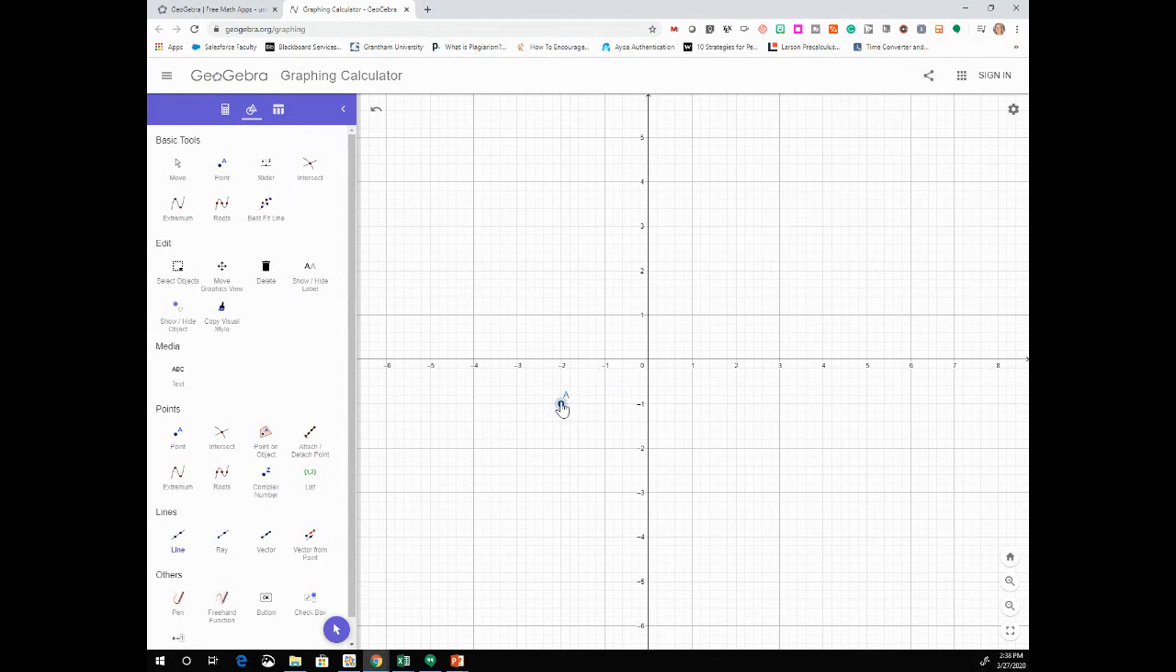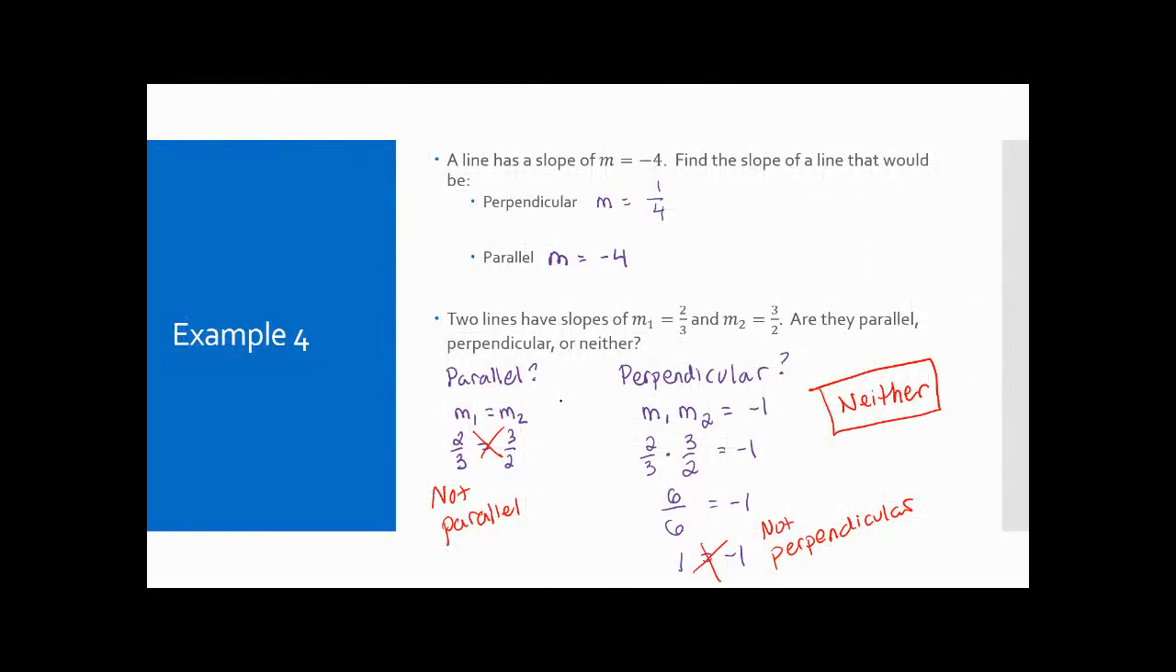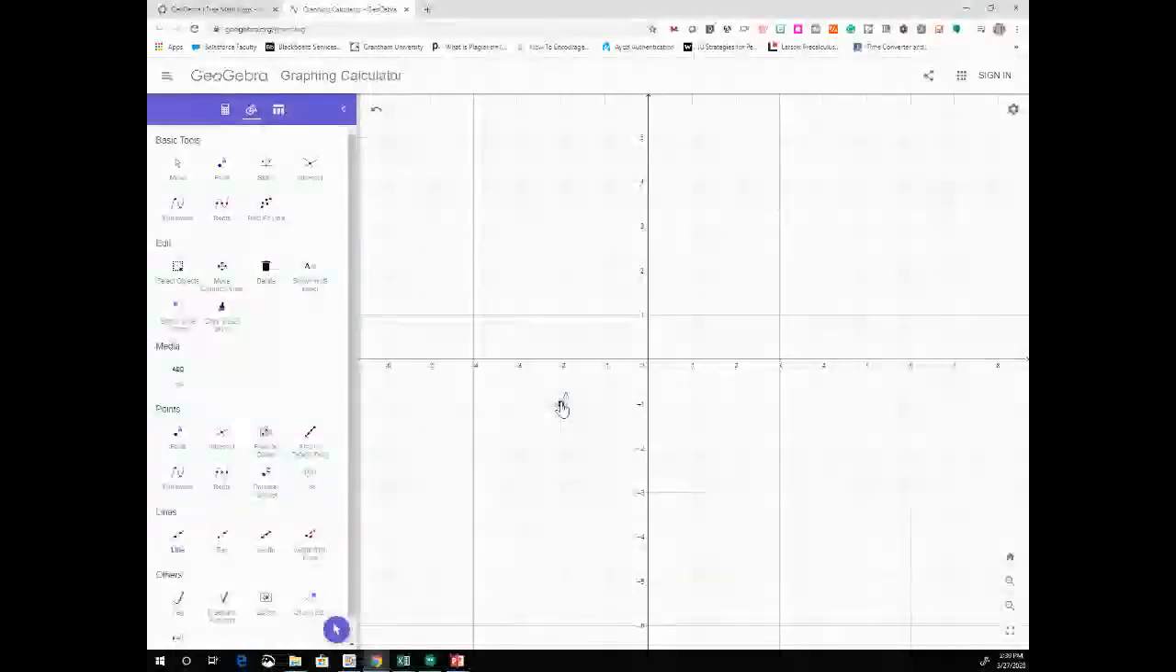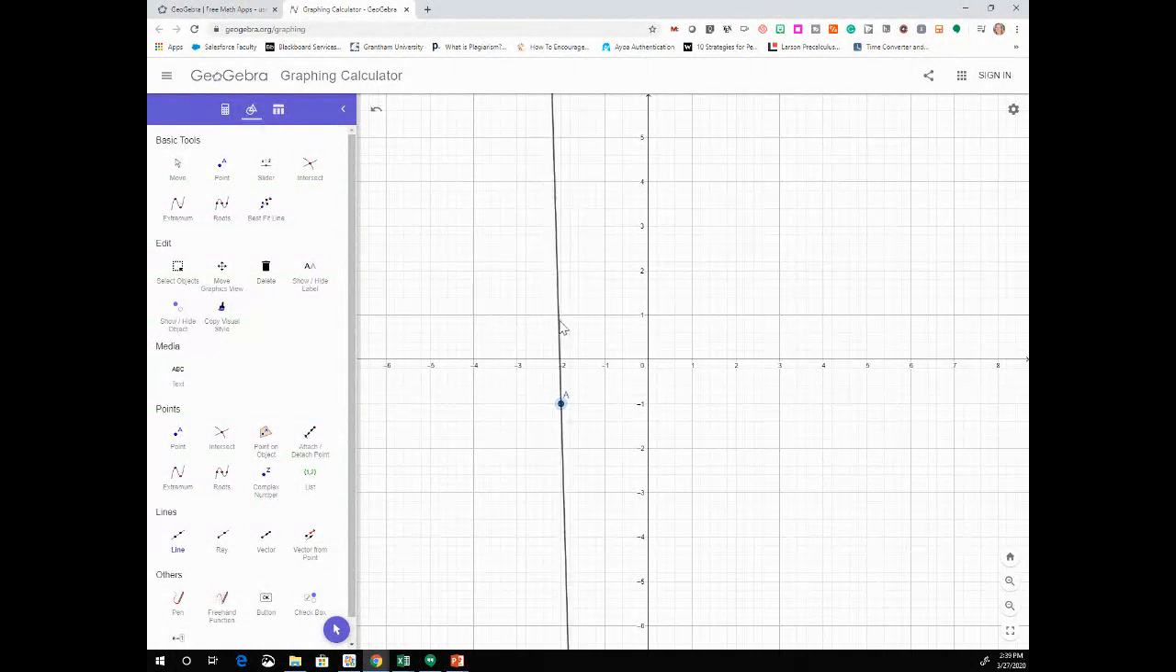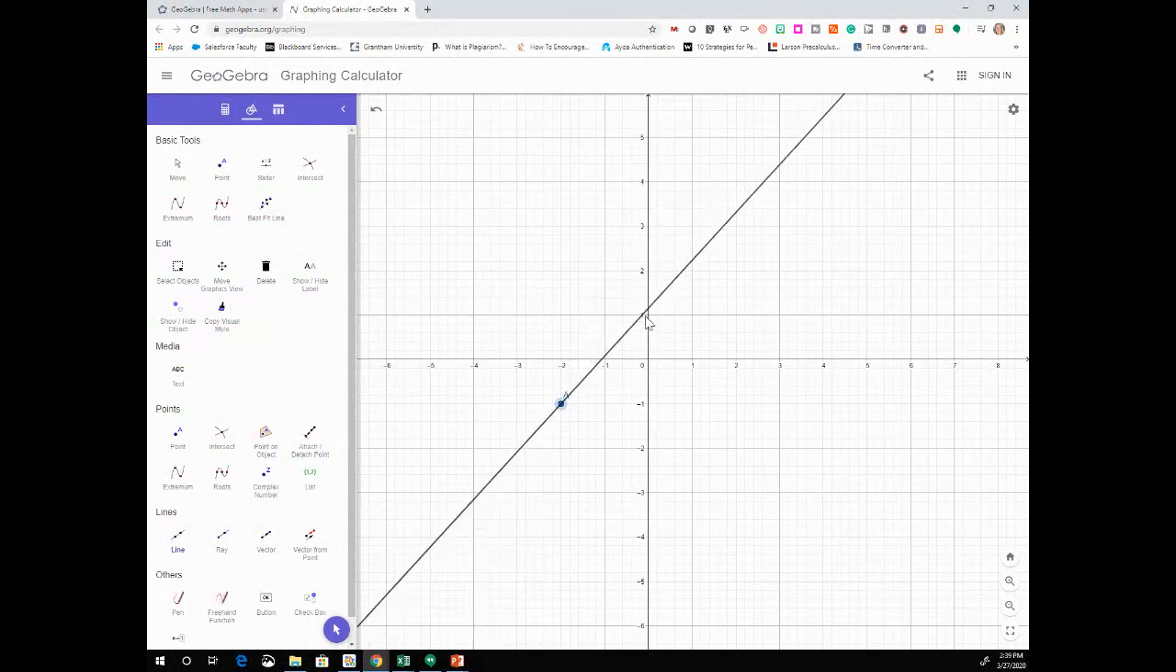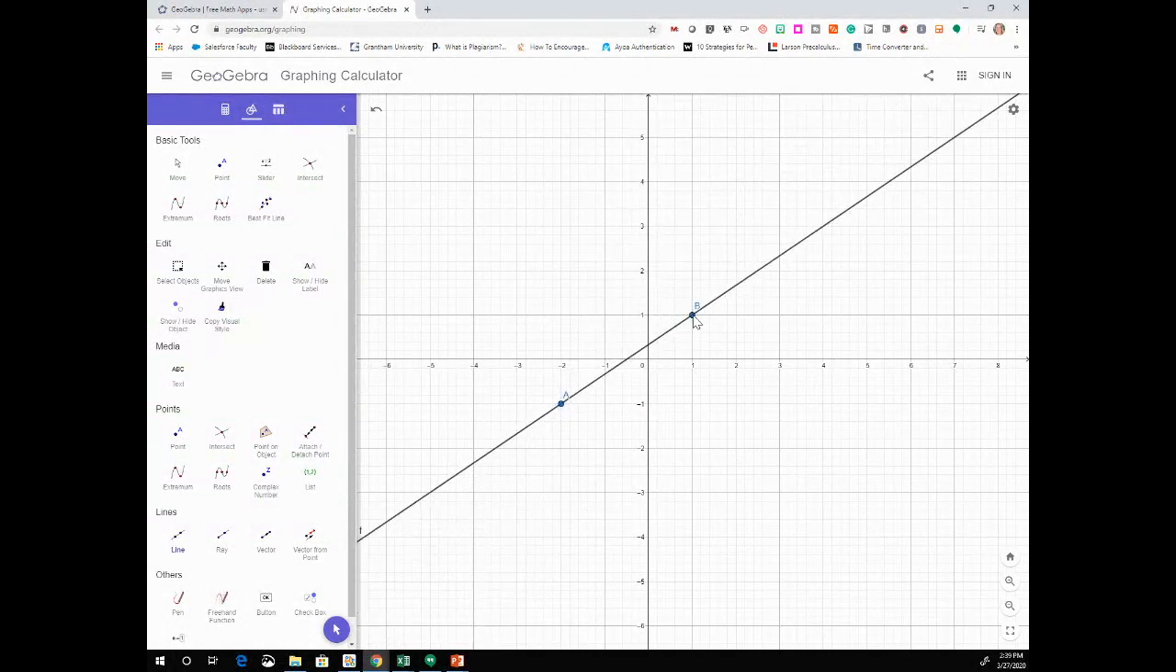Go back to the second example that we have on this slide, where they had slopes of 2/3 and 3/2. So 2/3 is up 2 over 3. So I'm going to go up 2 and then over 3 to give me my first line. Then I'm going to pick a random point. Actually, that's a bad point because I want to make it on the grid. So I'm going to pick a point on the grid here.